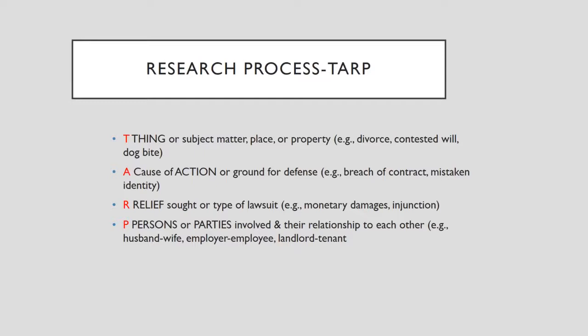So we're going to look at what's called the TART rule. Everybody seems to remember that. The T is the thing or the subject matter. The A is the cause of action, the relief sought, and the persons involved. You put all these factors together and have your notes ready so we can start the process of looking at the research.